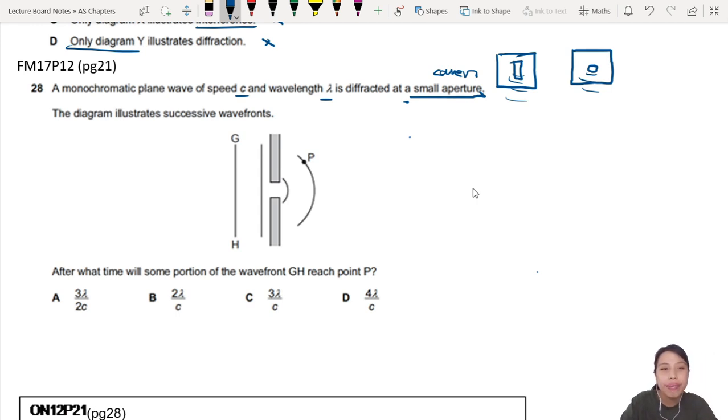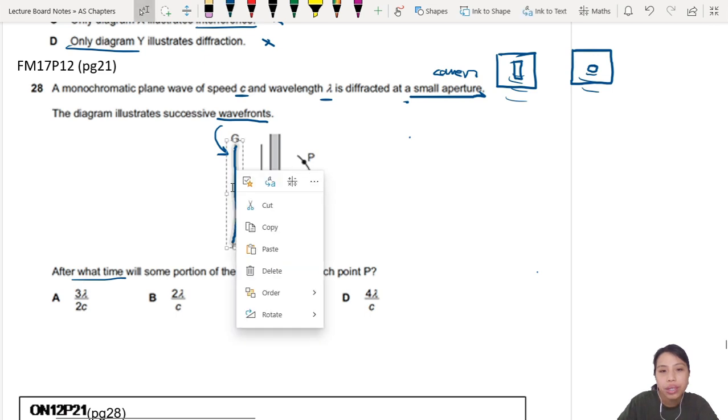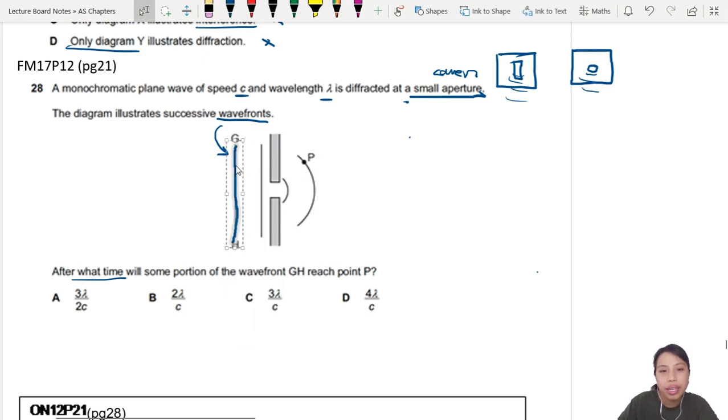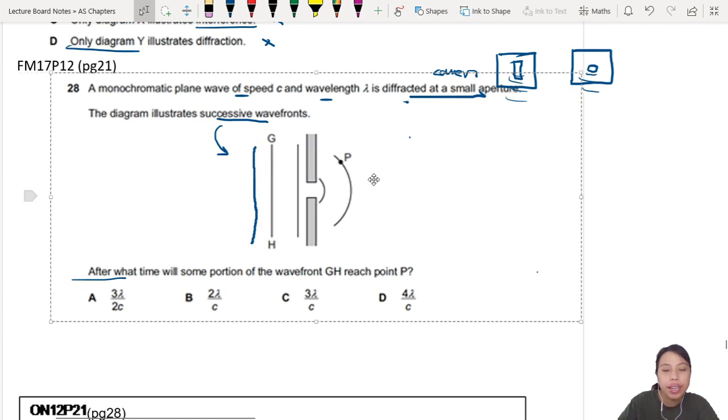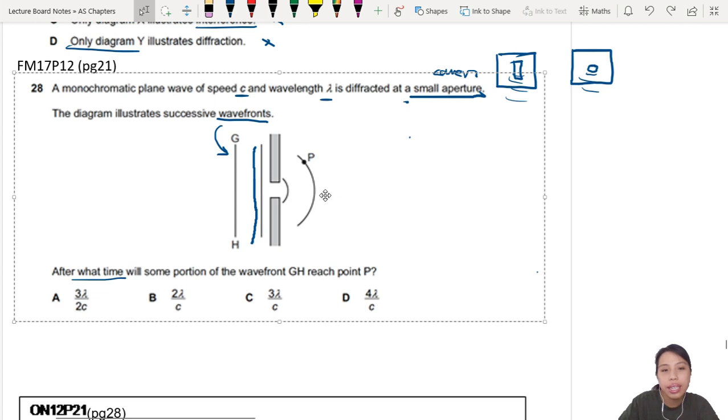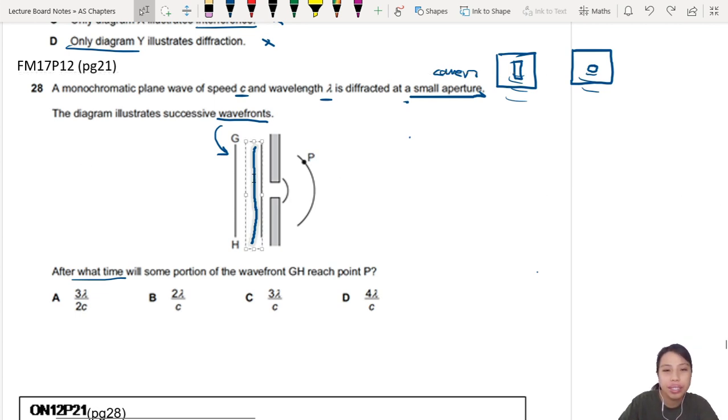Anyway, we have successive wavefronts. All these lines are your wavefronts, usually we call them crests. After what time will this wave GH reach point P? So you want to think of it this way. This G is a wavefront that is traveling, a progressive wave, remember? So think of this thing as moving. Eventually it will reach the slit, then spread out and go to P. But how long will it take? That is the question.